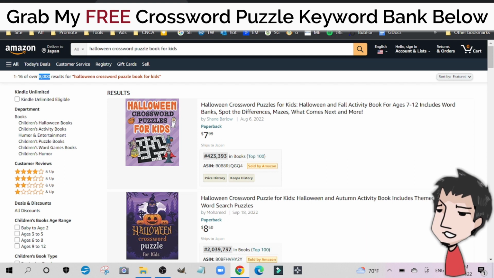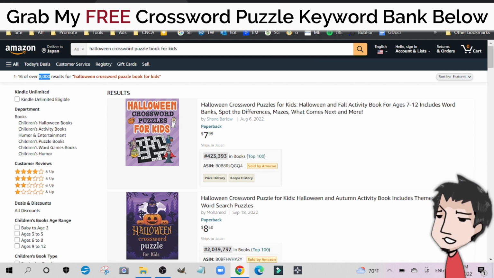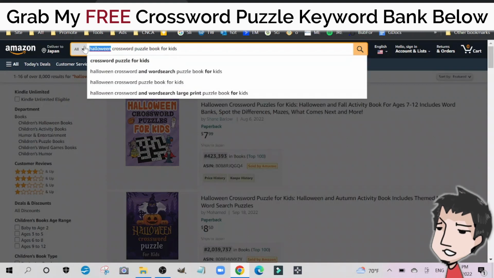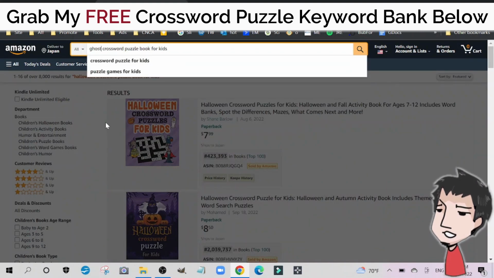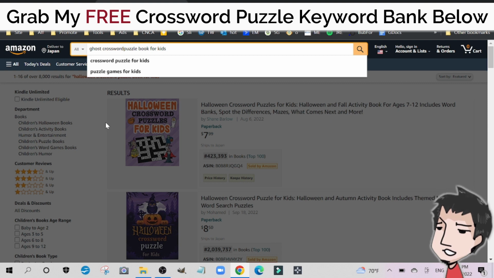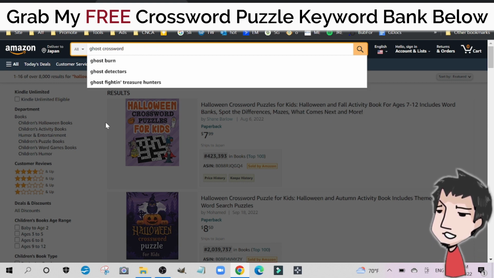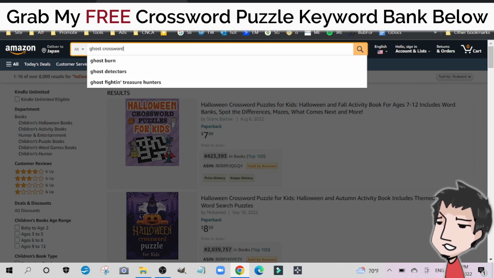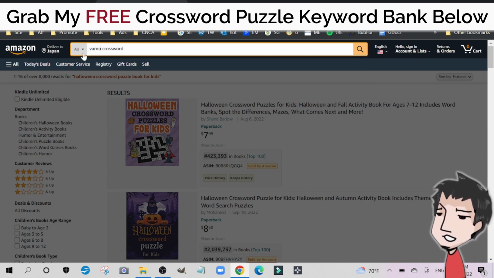So maybe we can get more specific with Halloween. Let's put ghost. Let's see if ghost is an actual niche. Let me remove all of this. And we have nothing of the sort. Let's put in vampire. Sorry, vampire.